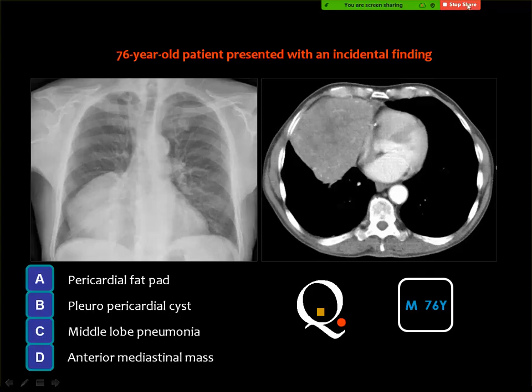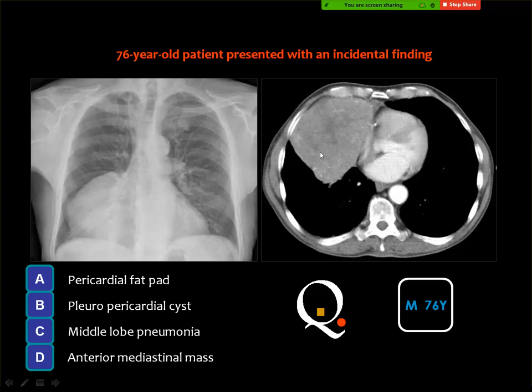And the next case is a 76-year-old patient with an incidental finding in the chest X-ray. Then what do you think? This is a pericardial cyst. It is not a cyst in the CT scan. It is solid. An anterior mediastinal mass. This is an anterior mediastinal mass.